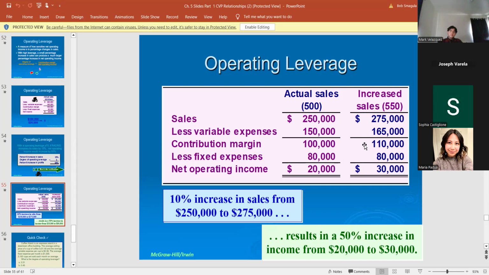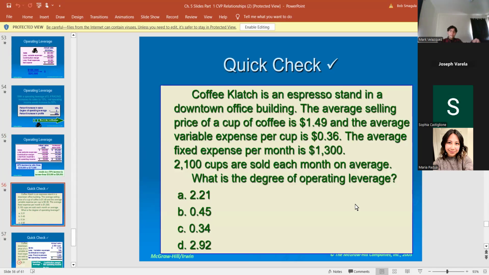Our contribution margin went up to 110. We end up with an increase in net income of $30,000. That's a pretty significant increase. Our income went from 20,000 to 30,000. That's a 50% increase. Operating leverage is contribution margin divided by net operating income. Now we've got to think, huh?